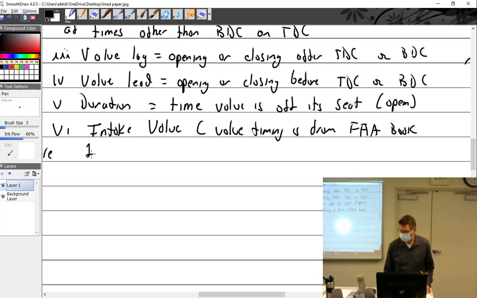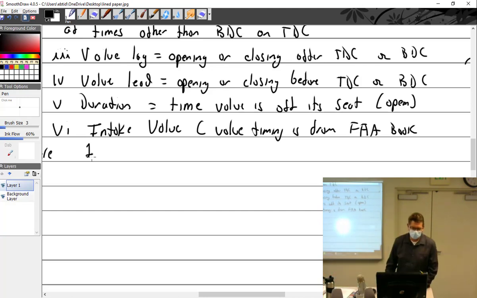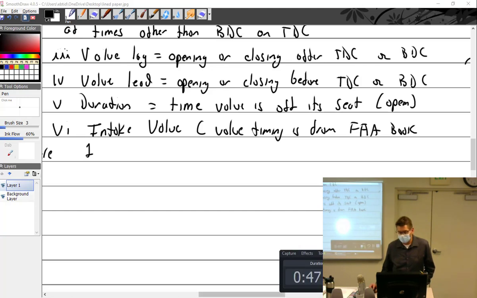So let me see. This is a good place to stop, actually, because it's going to get into it, and I don't have to start again tomorrow. So we'll just stop right here.